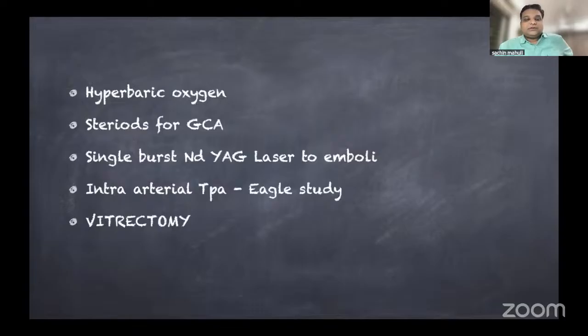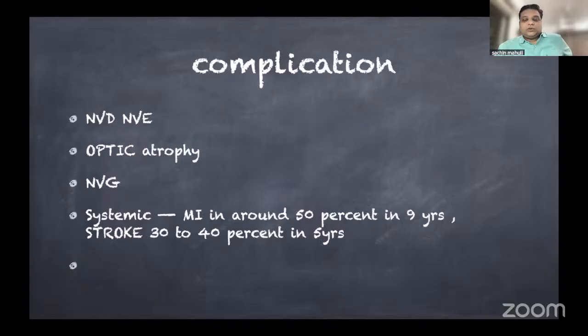Hyperbaric oxygen also has been tried in a few cases and few reports with variable results. Systemic steroids are indicated in giant cell arteritis. A few people have tried a YAG laser, single burst YAG laser to the emboli with varying degrees of success. Intraoperative TPA, if you read the EAGLE study, they have also tried. Some people have tried vitrectomy just to decompress by induction of PVD, just to decompress the globe from inside and keep it hypotonous so that the clot dislodges. So these are the various modes of treatment when we think of CRAO.